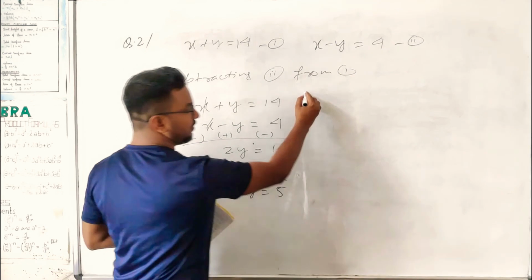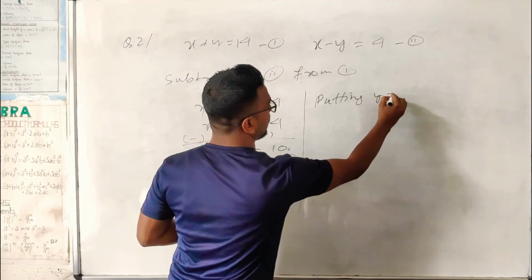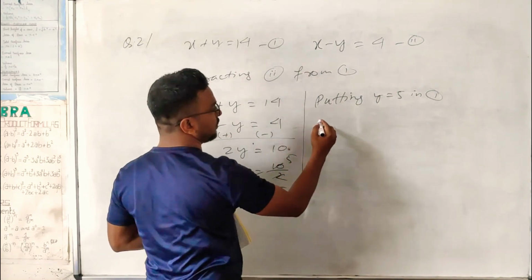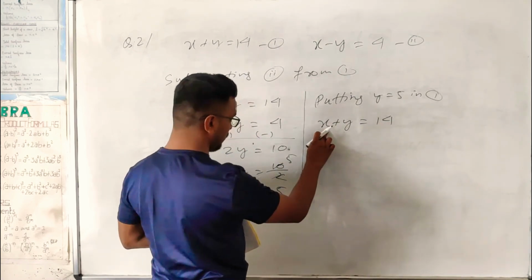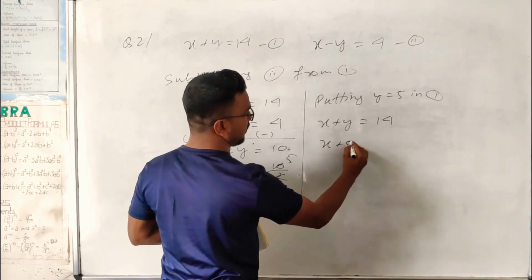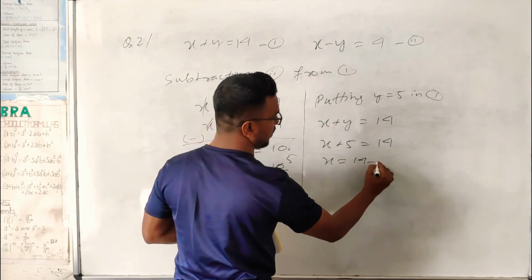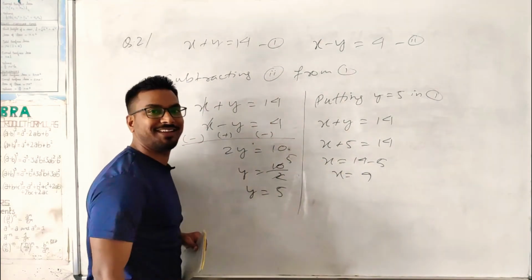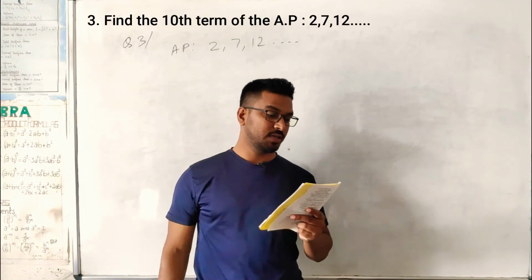Now what will you do? Putting y equals to 5 in 1. So you put in 1, that is x plus y equals to 14. The value of y is 5. So if you take it to the other side, you will get 14 minus 5, that is 9. The value of x is 9. Fine.